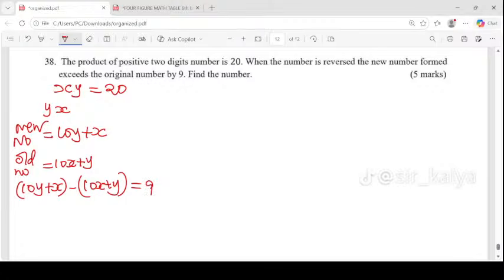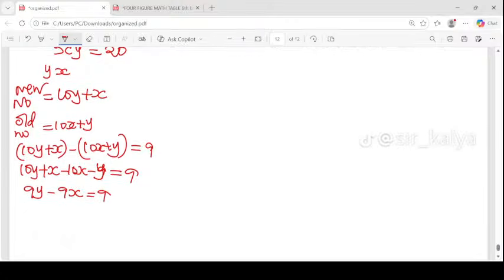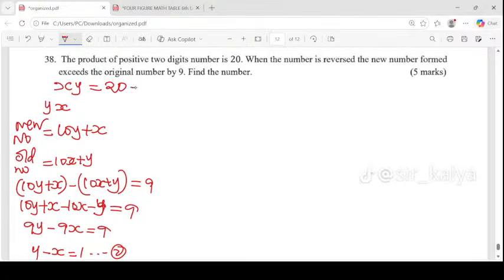Opening the brackets, this will be 10y plus x minus 10x minus y is equal to 9. 10y minus y, that becomes 9y. x minus 10x, this becomes minus 9x, is equal to 9. This one you can even reduce by dividing through by 9. This will become y minus x is equal to 1. So this is equation 2. At the top here we had equation 1. We can solve the two equations now simultaneously.